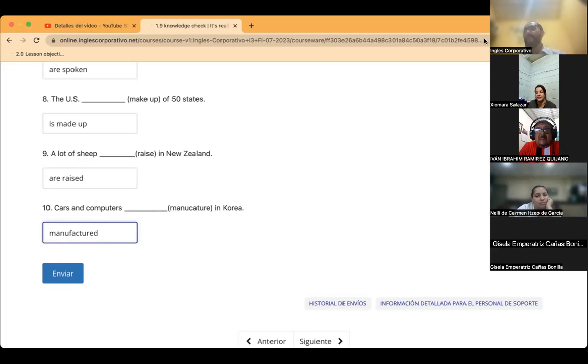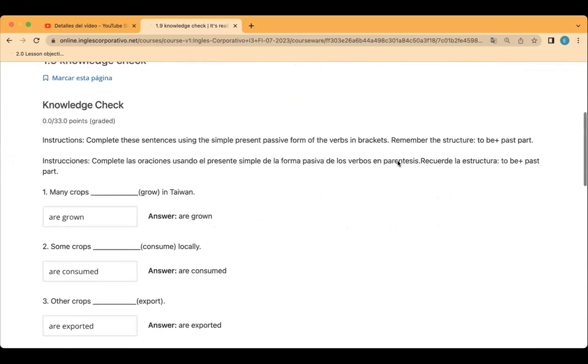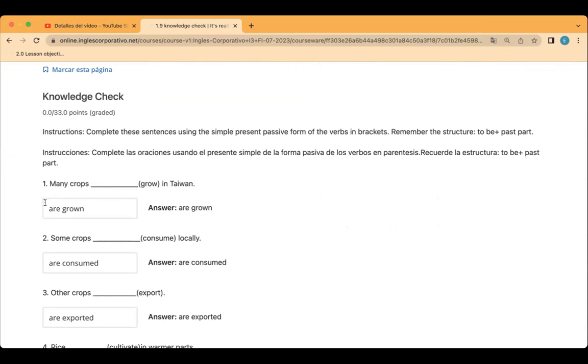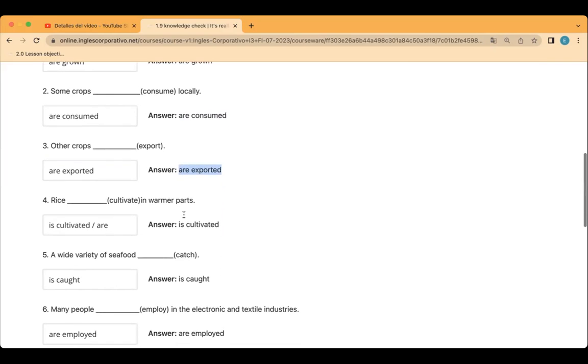I think they wanted to do this, but don't worry, let me check. So we have the ideas. Let's find out why some of them were correct and not correct. Number one, are grown, is correct. Are consumed, correct. Number three, are exported, the same. Here, I wrote is cultivated, and Ivan said are cultivated.